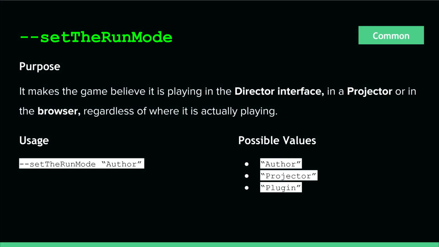In other cases, games will disable their site lock entirely if the run mode is set to author, in order to not get in the way of development. Setting the run mode to author also sometimes enables other cheats or developer shortcuts. This is one of the first arguments you should play with if a game is refusing to work.